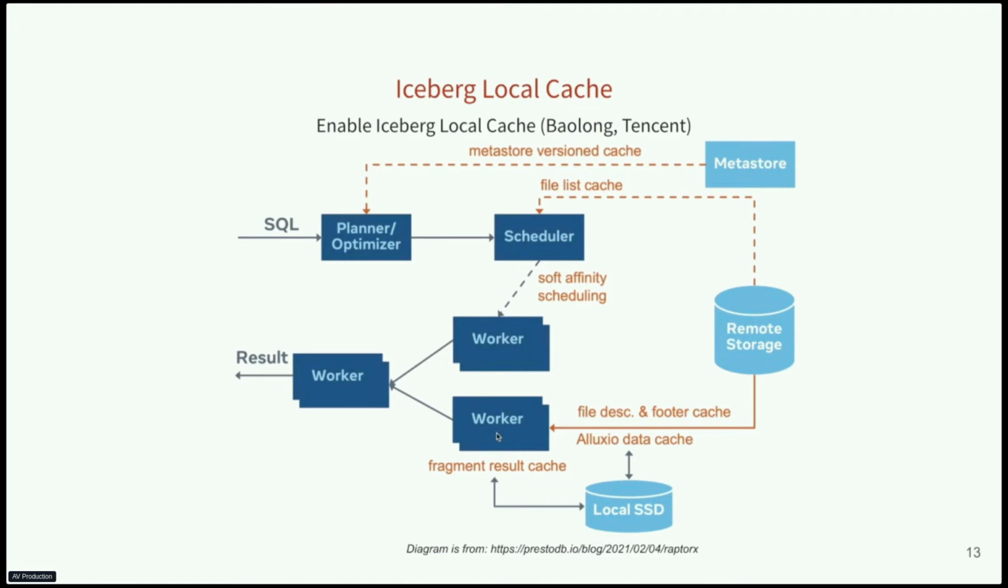The Presto worker can just use the local data to populate the results. If we hit the cache, we don't need to go to the remote storage. They can save a lot of network bandwidth. It can make your Presto cluster much more stable.